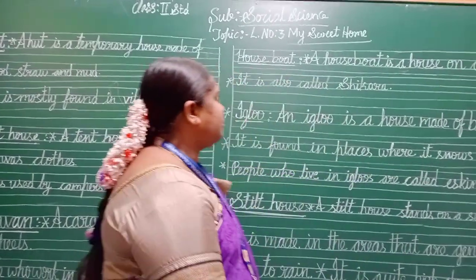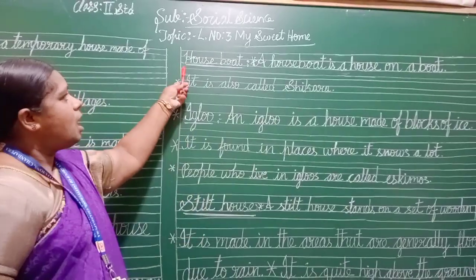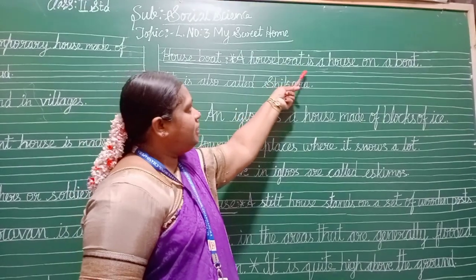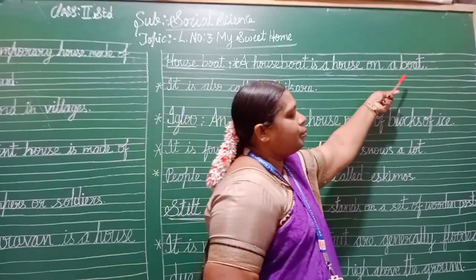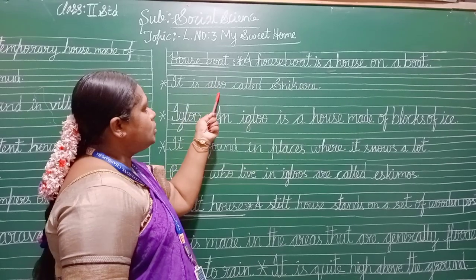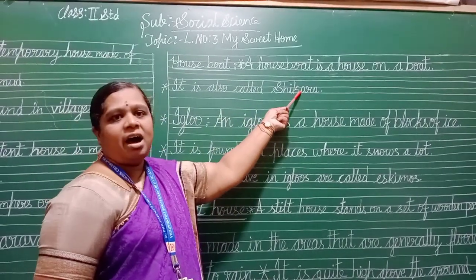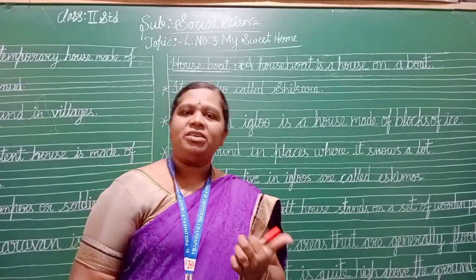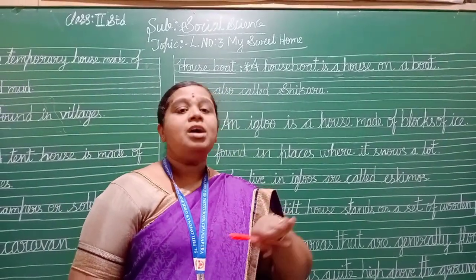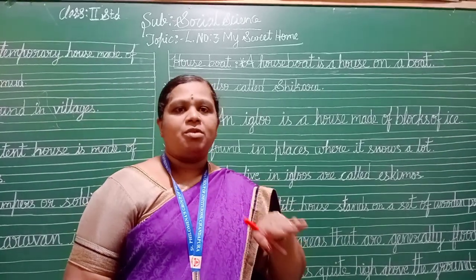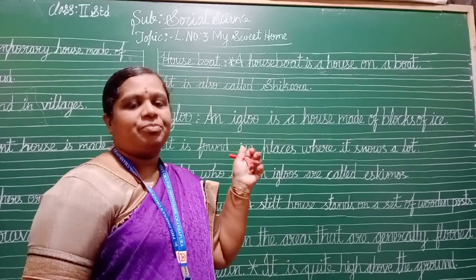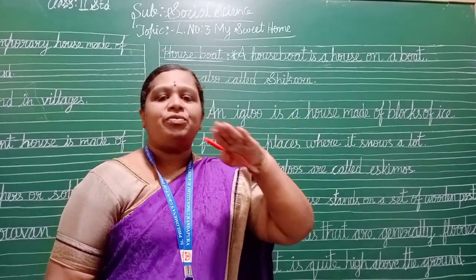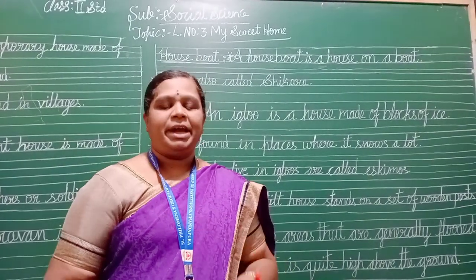The next one is houseboat. A houseboat is a house on a boat. It is also called shikara. So a boat, you can see boats on the water. So the houseboat is the house made on the boat.